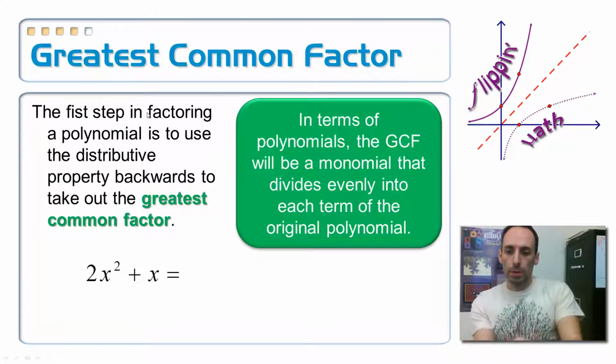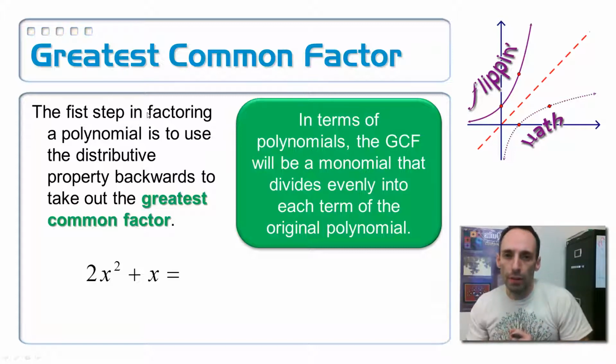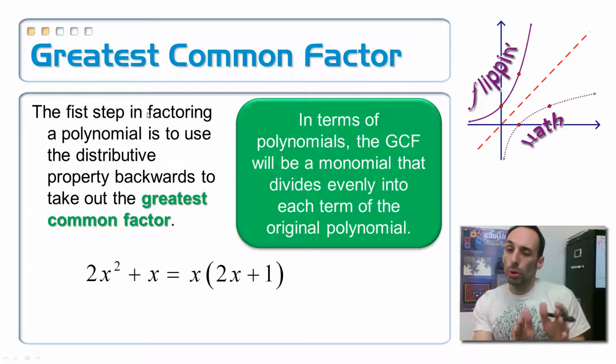So look down at the bottom here. I have 2x squared plus x. If I look at both of those terms, a 2x squared and an x, is there something that both of them have in common? And the answer is yes. They both have a factor of x in common. So I can pull that out. And basically what I'm doing is I'm using the distributive property backwards.